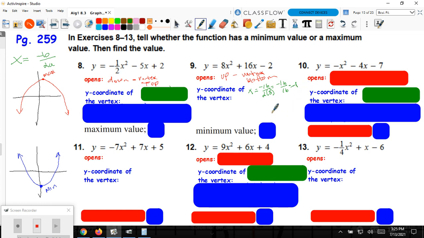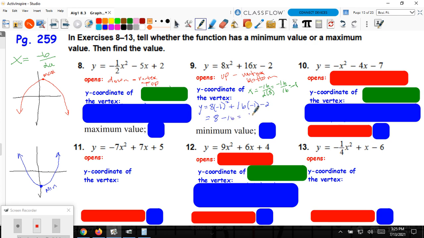Negative 1. We're going to plug in negative 1 into our function to find the y-coordinate. So now that will give us our answer. So the y is equal to 8 times negative 1 squared. And then the next term, 16 times negative 1, then minus 2. So negative 1 squared is 1. 1 times 8 would be 8.